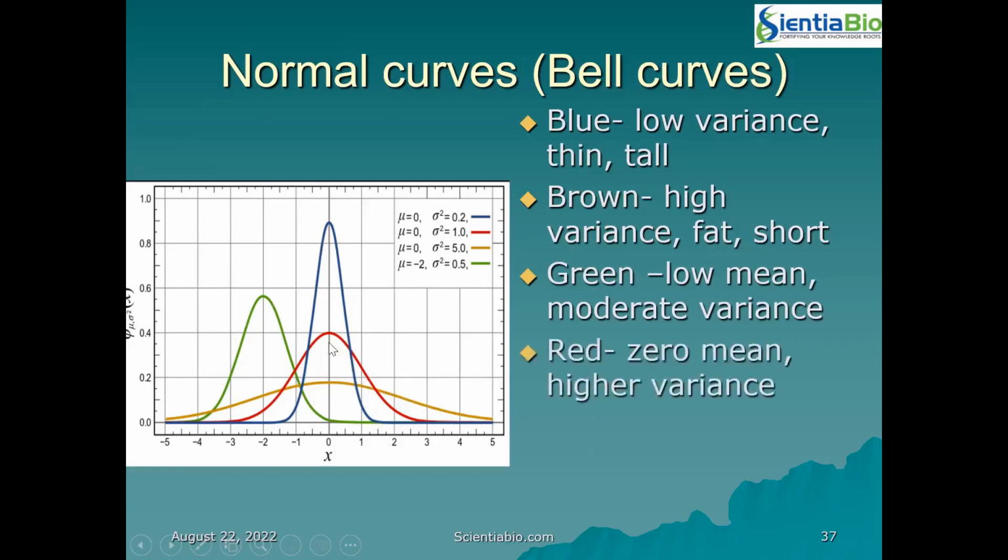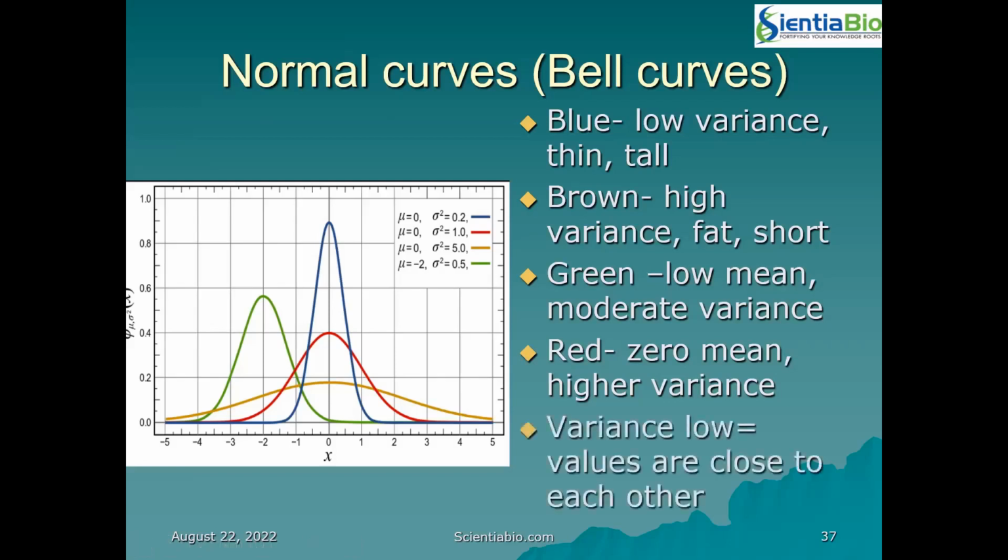And this red one, its mean is 0, and its variability is more than the variability of the blue and less than the variability of the brown. So when variability is high, the curve becomes flat and spread out. Variability is low, curve becomes thin and tall. So if variance is low, values are closer to each other. If variance is 0, all values are identical. Okay. So as variance increases, values spread out a lot. So this is generally the pattern in the data.